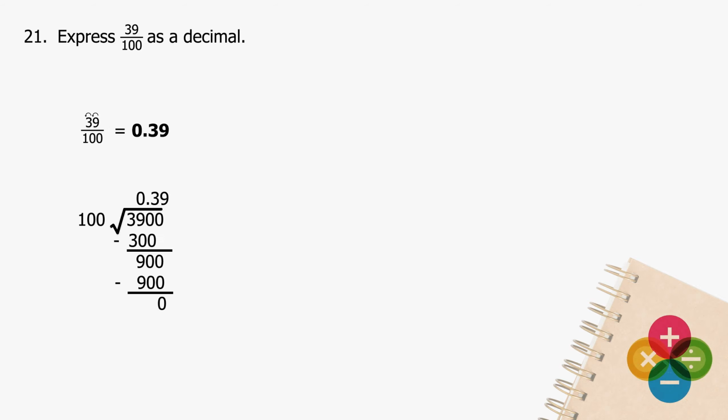Question 21. Express 39/100 as a decimal. As the fraction is over 100, move the decimal point on the number 39 to the left by 2, and the answer will be 0.39. Alternatively, you can use the division method to get the same answer.